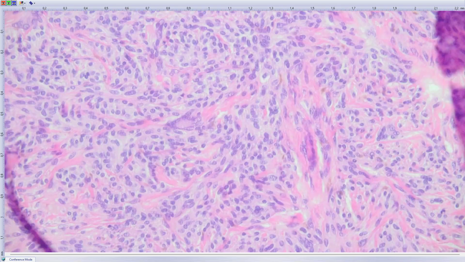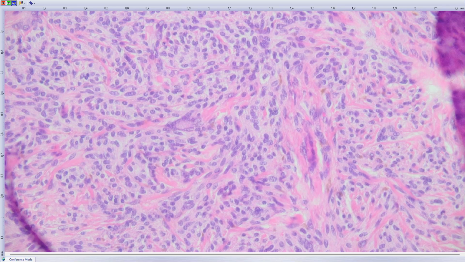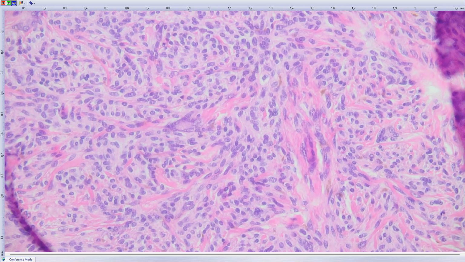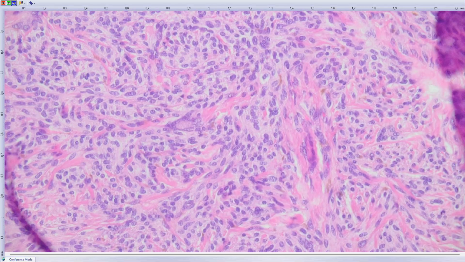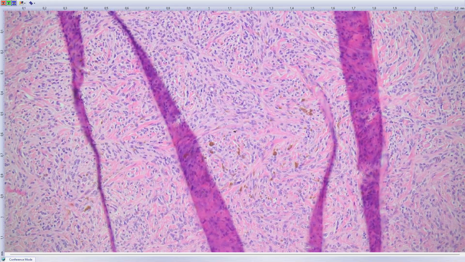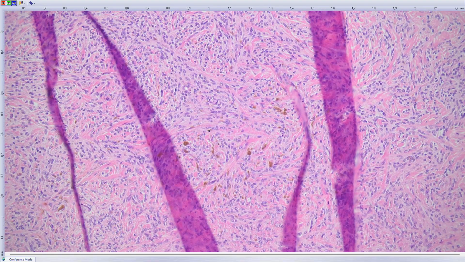It's hard to see. This high magnification here is not very good, but the nuclei, you can see them, but they are not super prominent. Another important thing is this. There is some pigment, most likely melanin pigment.